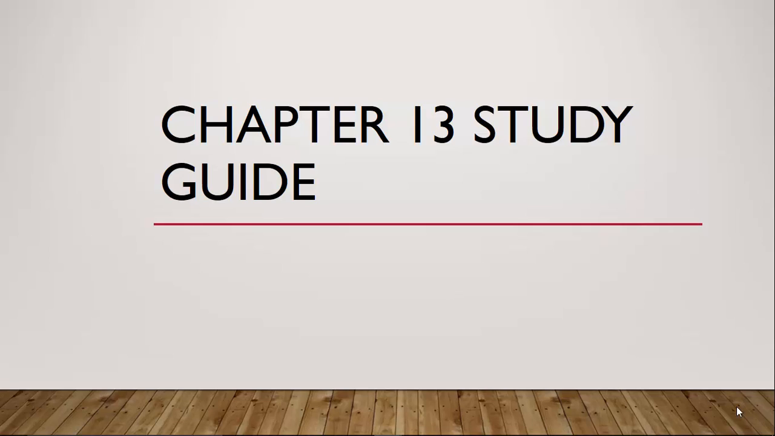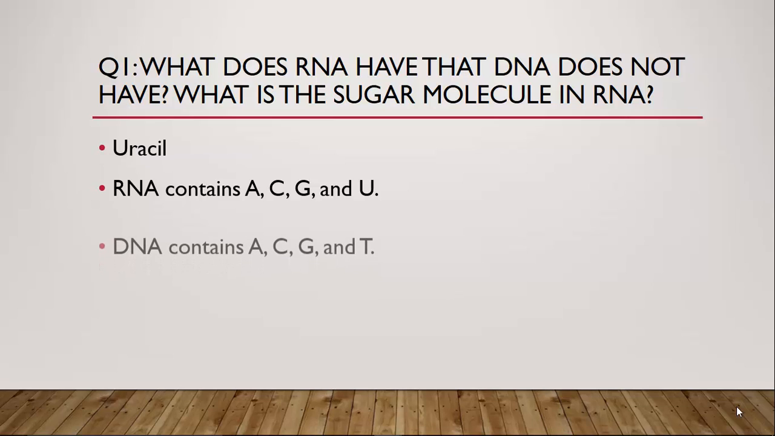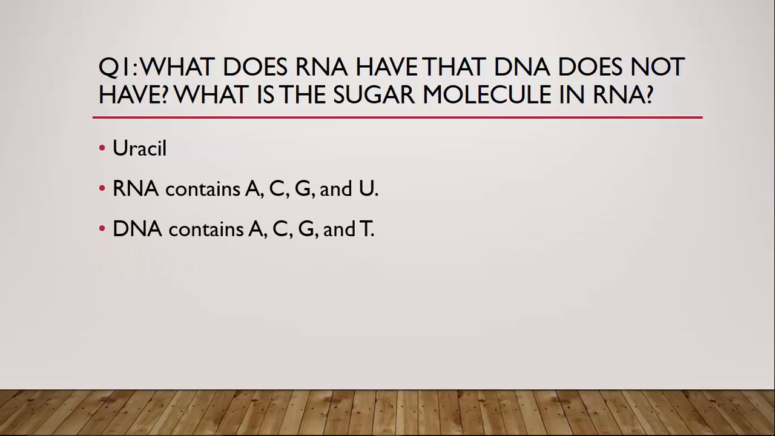All right, let's review your Chapter 13 study guide for your test at the end of this upcoming week. So number one, what does RNA have that DNA does not have? And what is the sugar molecule in RNA? Well, RNA has uracil. RNA contains the letters A, C, G, and U, and DNA contains A, C, G, and T. So the difference you can see is between this T and this U, and that U is uracil. And that's what RNA has that DNA does not have. And the sugar molecule in RNA is going to be ribose.